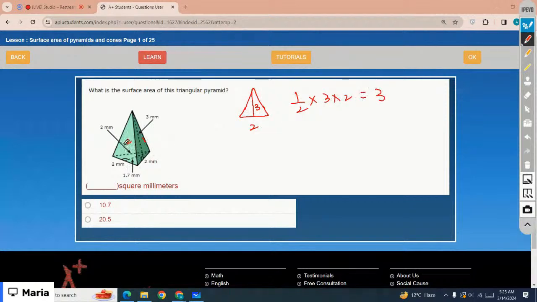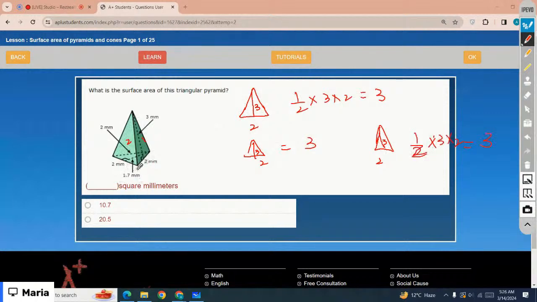Now you have to calculate the one on the other side, which has exactly the same measurements. That is also 3, right? This is 3 and this is 2. And this one also has the height 3 and base 2. So the third triangle, this one, also has the same measurement. Height is 3, base is 2. So that is half times base times height. 3 times 2 is 6, 6 over 2 is 3.